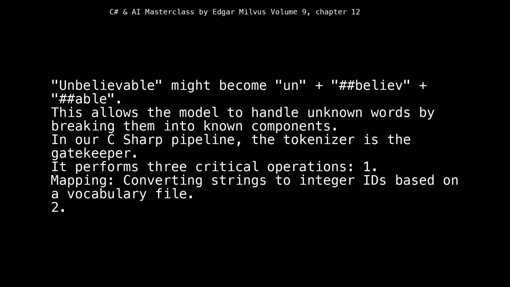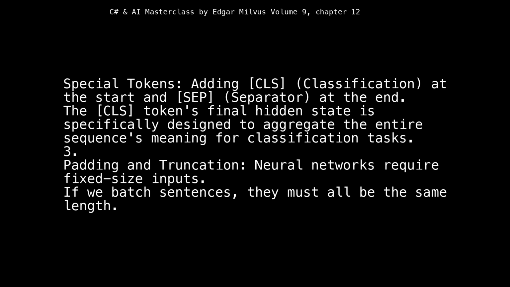In our C# pipeline, the tokenizer is the gatekeeper. It performs three critical operations: 1. Mapping, converting strings to integer IDs based on a vocabulary file. 2. Special tokens, adding CLS, classification, at the start and SEP, separator, at the end. The CLS token's final hidden state is specifically designed to aggregate the entire sequence's meaning for classification tasks.